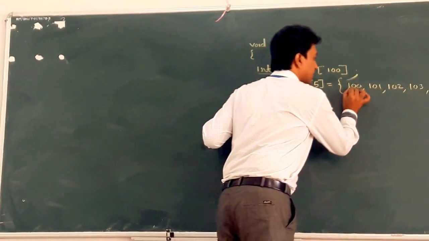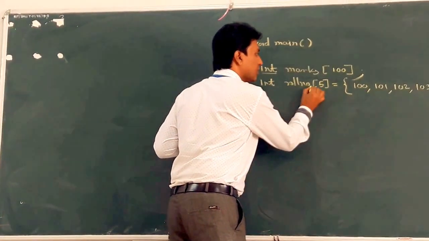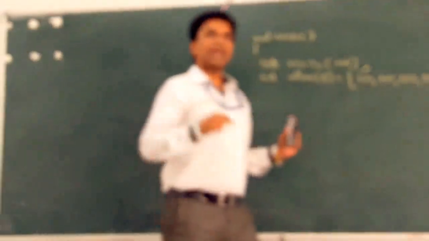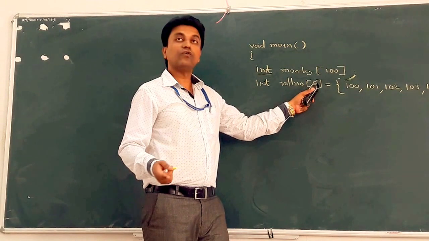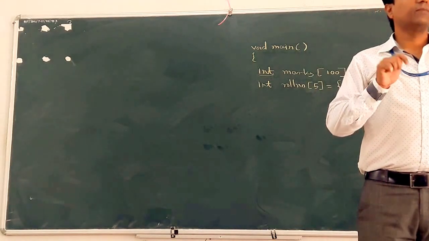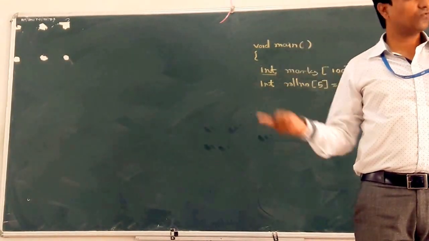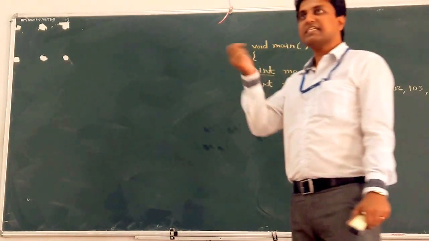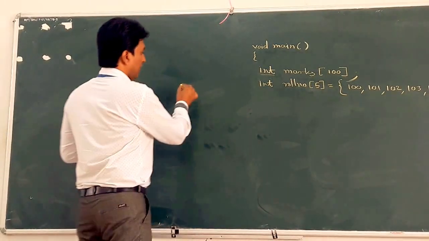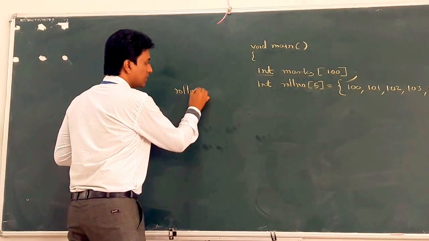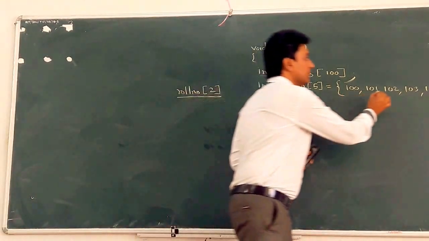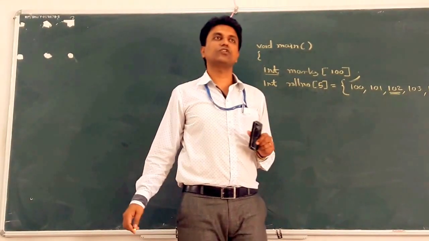So the first element, that is 100, is stored at index roll number of 0 in RAM, and the last member 104 is stored at the array location roll number of 4. Clear? Whatever the size, the index varies from 0 to size minus 1. If you want the roll number of the third person, how can you access it? That is index 2. So roll number of 2 gives you the third roll number, that is 102.